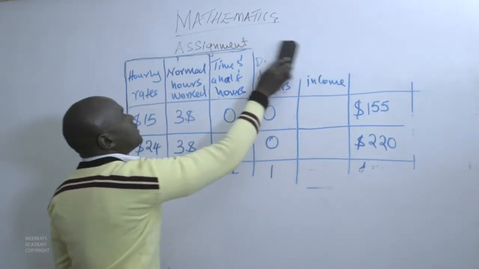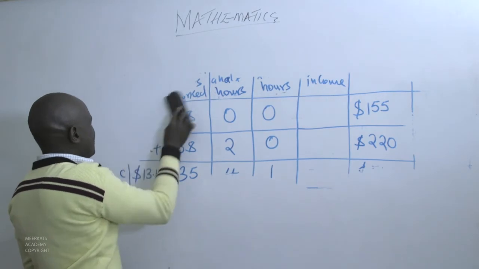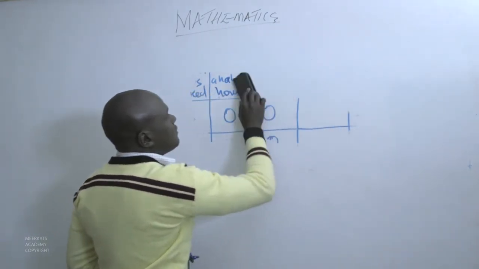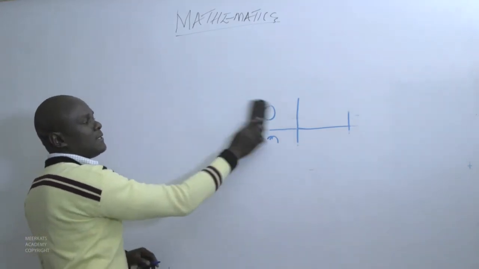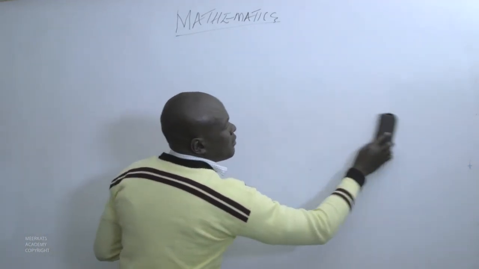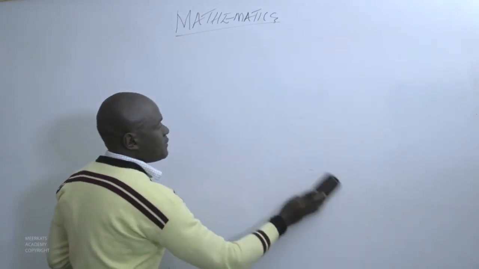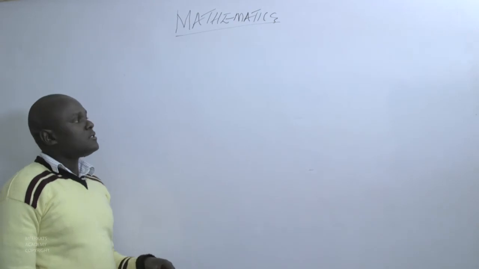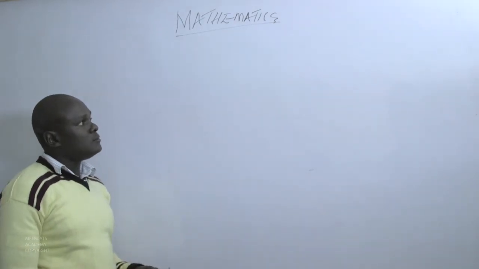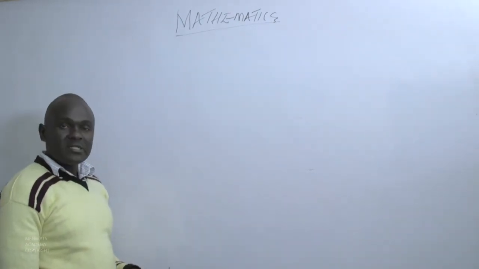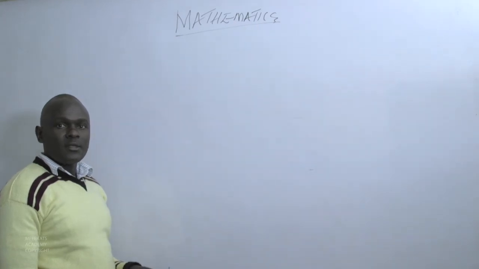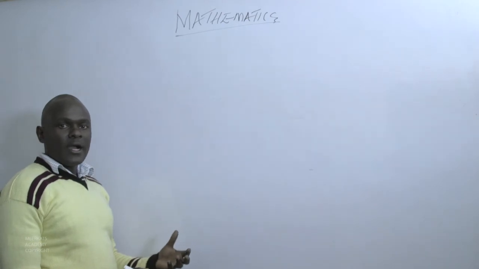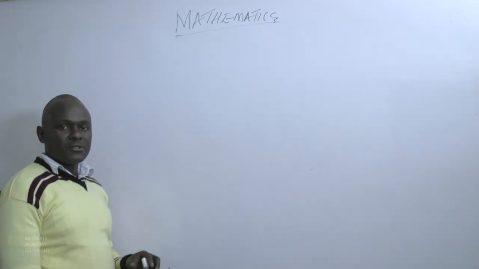Which is somehow related to the 2 examples that we have just done. Remember, we've been looking at hourly payments and the different rates of payments based on the hourly rates. So I want us now to move on and look at something else whereby we can have various shifts.